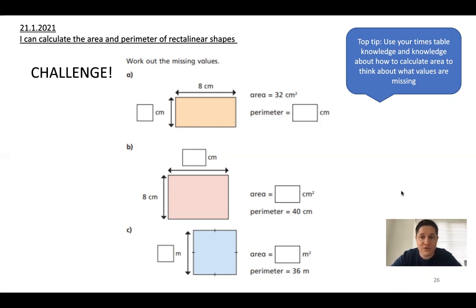You've got to use your times tables knowledge and what you've got on the shapes already to help you. Just something to point out on this bottom one, these little lines here signal that all the lengths are the same length. So that should tell you it's a special type of shape. That might help.